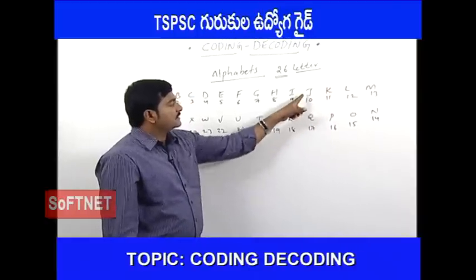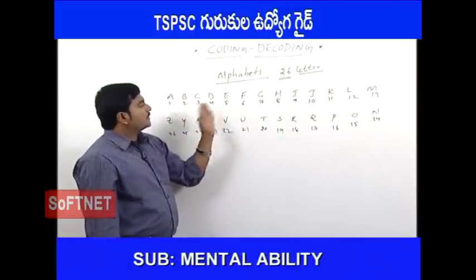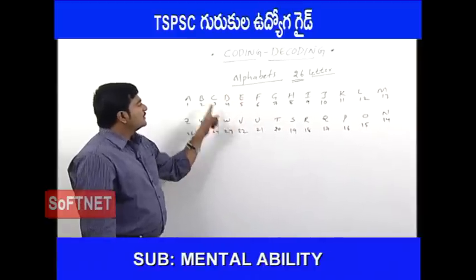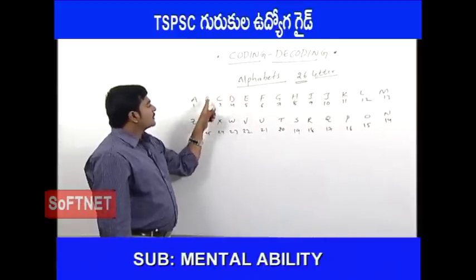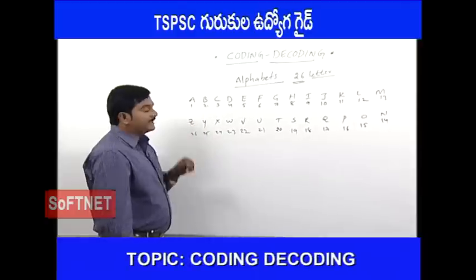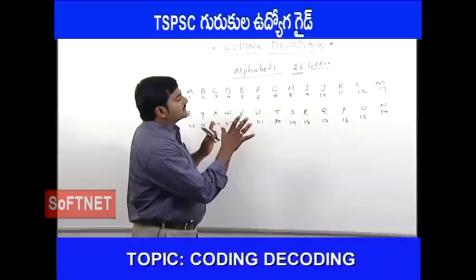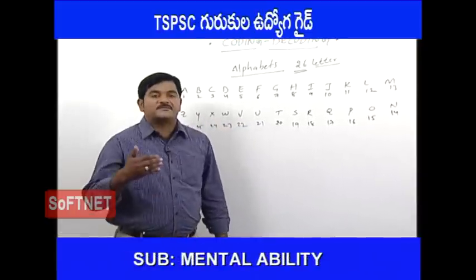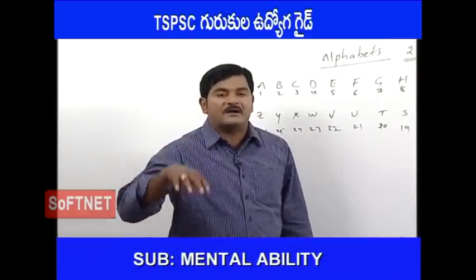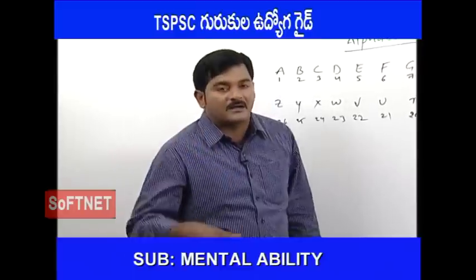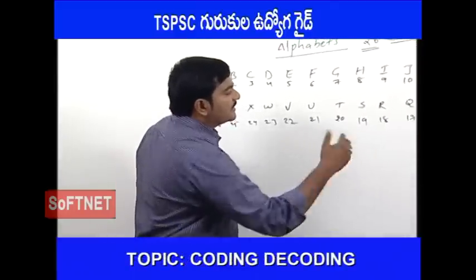So the code for J is Q, and so on. The code for D is W. The code for C is X. The code for B is Y, and finally the code for A is Z. The way of expressing alphabets in this way is called expressing the second half of the alphabets in reverse order.